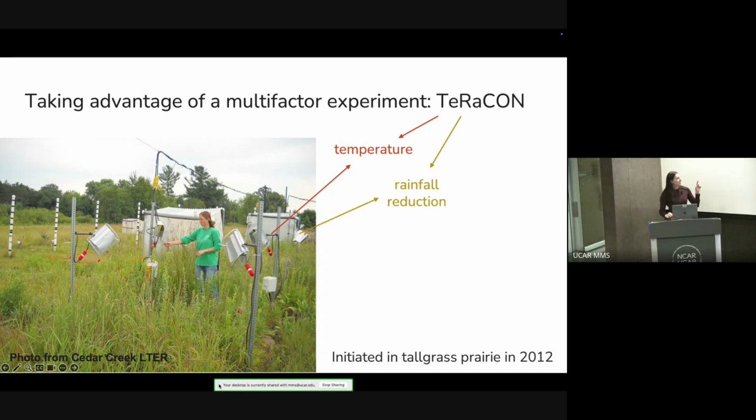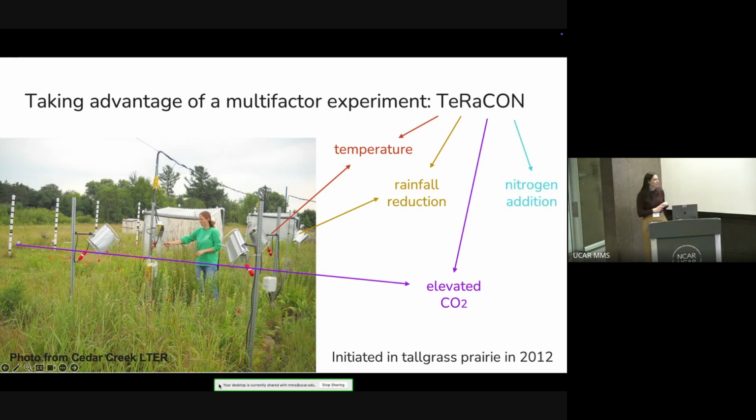They do rainfall reduction with tent-like structures they put on plots. And I learned last week this is event-based rainfall reduction, so someone has to go out every time it rains and put these up, which I'm assuming in Minnesota is a lot of rain. So that's a lot of work for somebody. They elevate CO2 using PVC pipes, and they just pipe in more CO2. And finally, they do nitrogen addition just by fertilizing the plots once a year. This project focuses on the temperature and elevated CO2 effects.